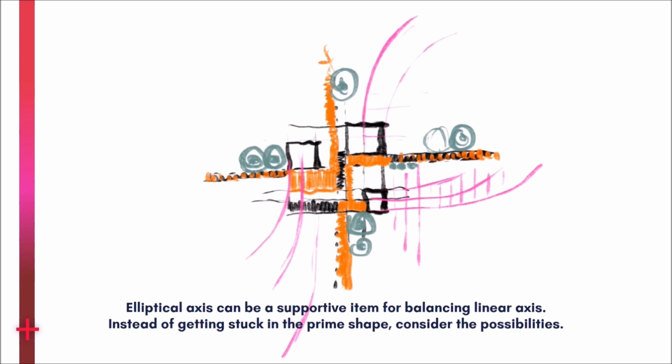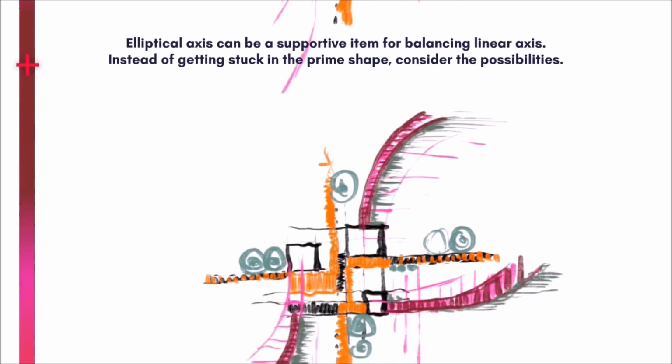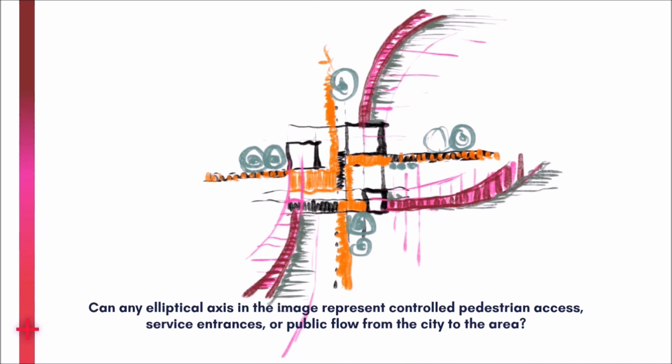Elliptical axis can be a supportive item for balancing linear axis. Instead of getting stuck in the prime shape, consider the possibilities. Can any elliptical axis in the image represent controlled pedestrian access, service entrances, or public flow from the city to the area?